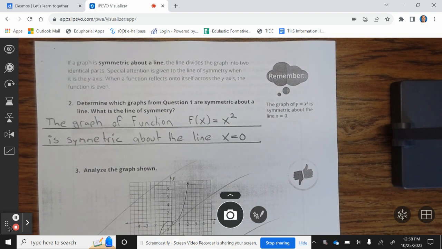If a graph is symmetric about a line, the line divides the graph into two identical parts. Special attention is given to the line of symmetry when it is the y-axis. When a function reflects onto itself across the y-axis, the function is even.